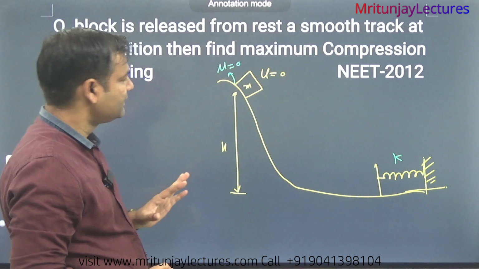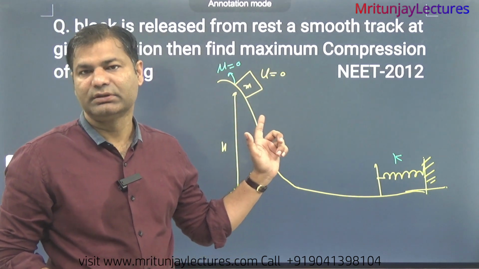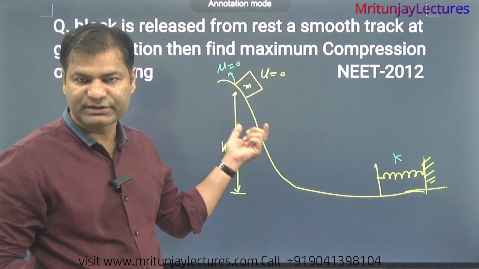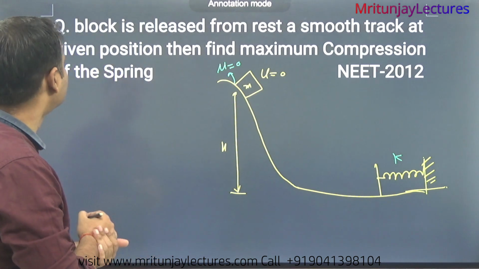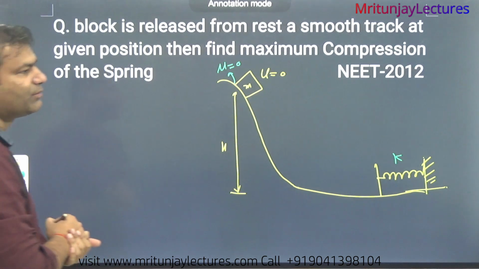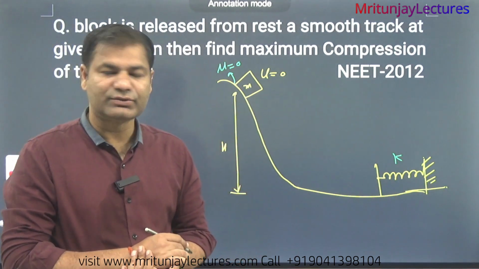It means the non-conservative force is 0. The non-conservative force is not working here because it is 0. Frictional force is a non-conservative force, and here it is 0. Okay. Then find the maximum compression of the spring. So our motto is to determine the maximum compression of the spring. So how can we determine it?